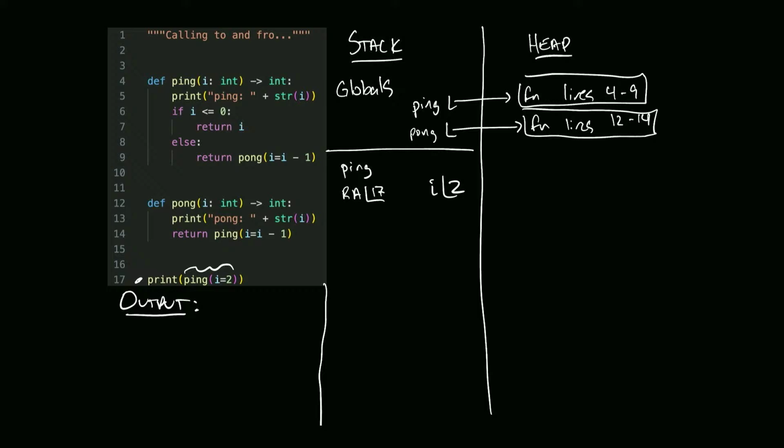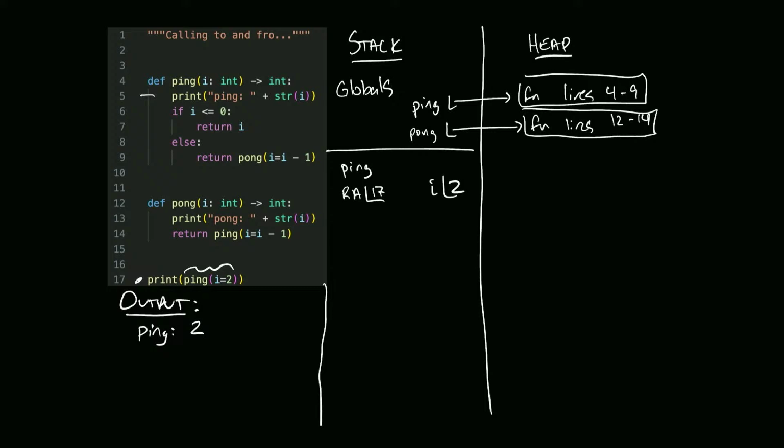So I've gone ahead and fast forwarded to the point of line 17 where we reach the print statement that's kicking off some process, and ping is being evaluated with i assigned 2 as the argument. So I've gone ahead and set up that frame. We jump right in, and the very first thing that we see printed is ping concatenated with str(i). i's value in the current frame is 2, right?